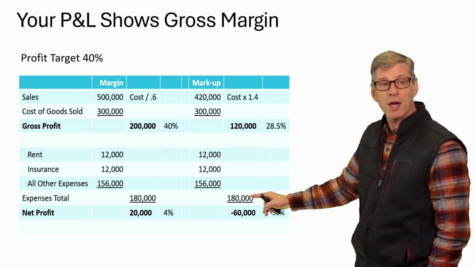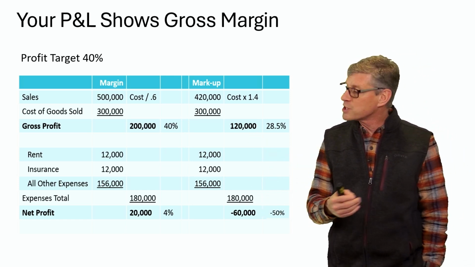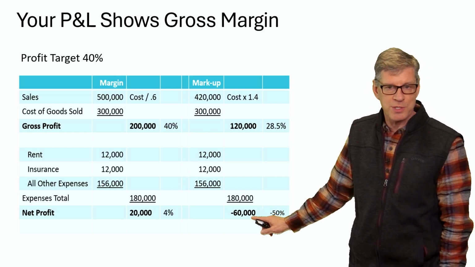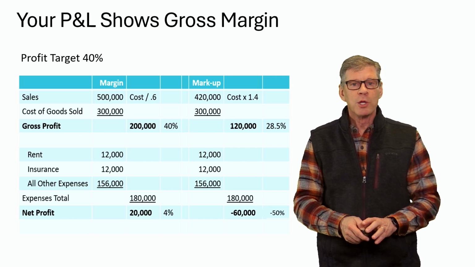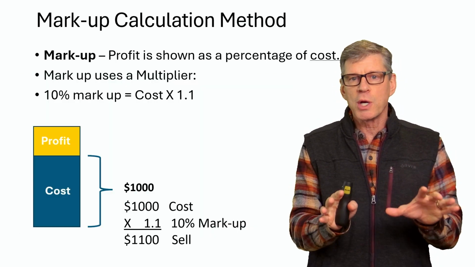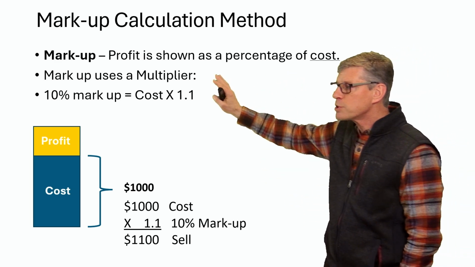When I subtract the $180,000 from that $120,000 gross profit, we can see very clearly now, we didn't make $20,000, we lost $60,000. And that's the difference between markup and margin. So again, let's go a little bit deeper in there. Markup, we said, is shown as a percentage of the material cost. And it uses a multiplier.